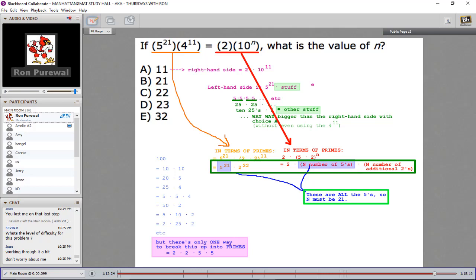Okay, so basically that's the deal. If you actually wrote these out, you need to end up with the same number of 2s and 5s on each side. If you broke down 5 times 5 times 4, and you broke down 5 times 10 times 2, you would end up with 2, 2, 5, and 5 on both sides of that. And that's what happens with primes.